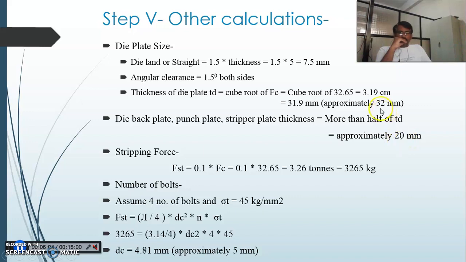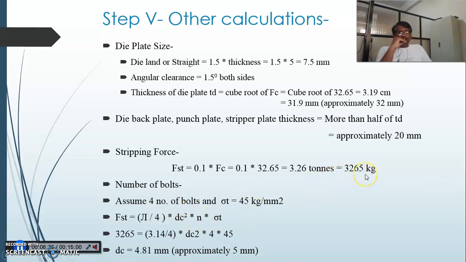Half of the TD becomes 16 mm, so more than 60 mm. We have suggested that the thickness of all three plates should be approximately equal to 20 mm. Then we need to calculate the stripping force. The formula is FST is 10% of FC. So 10% of 32.65 is 3.26 tons, and we have to convert it into kg, that is 3265 kg for the further calculations.